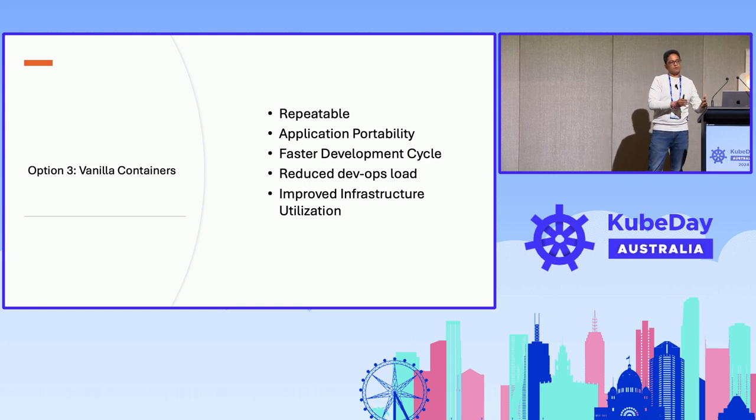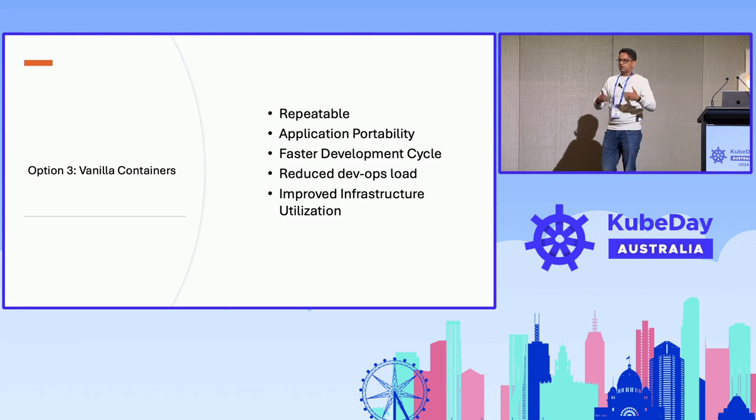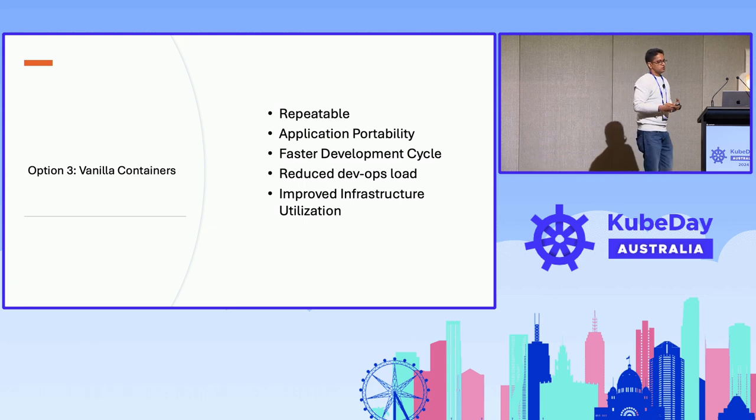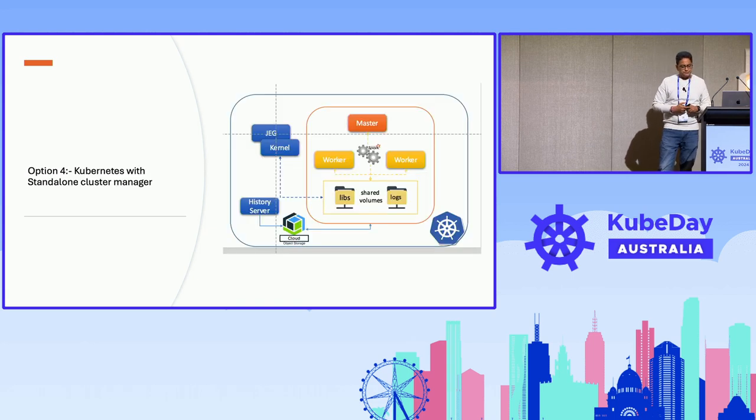Your production environments and your dev environments are very similar. You don't run into issues of class not found because you are using containers for each and every specific workload. So you certainly start getting the benefits of repeatability of your pipeline when you start using containers.